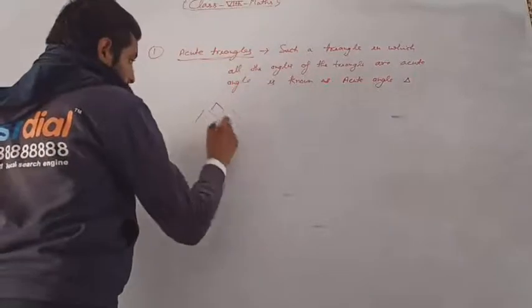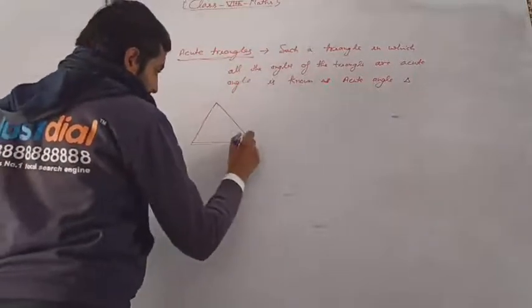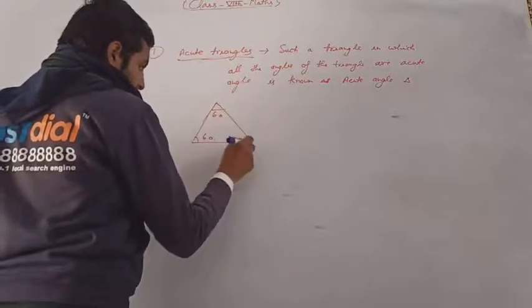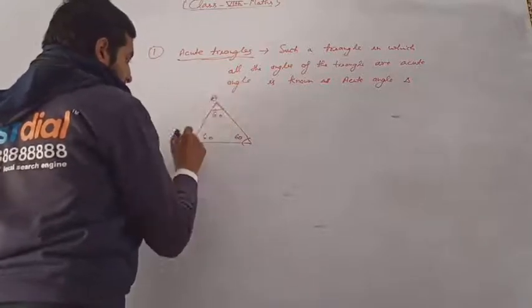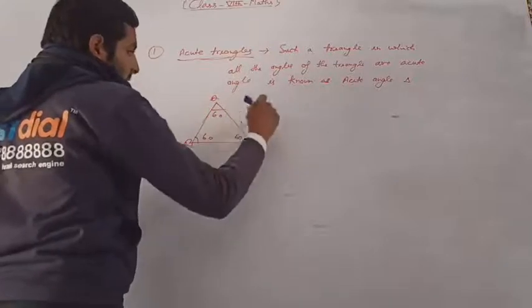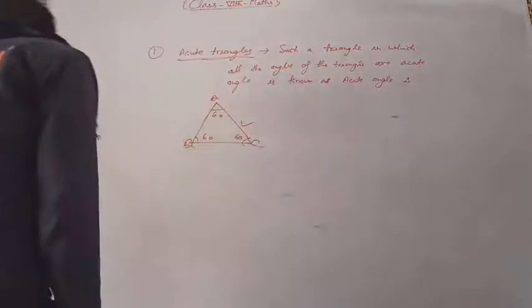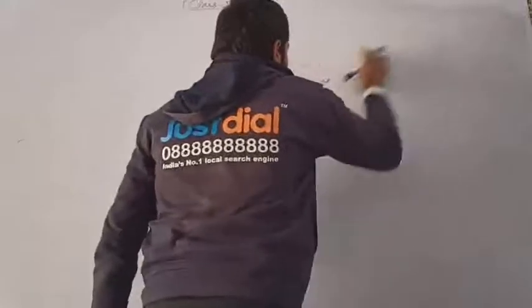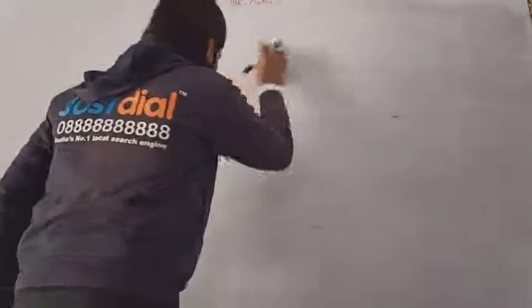As you have given, a triangle in which all the angles are 60 degrees, that is known as an acute angle triangle. Okay, again you have to know about the obtuse angle triangle. Okay, this is clear. Now again, what is an obtuse angle triangle? Second definition, obtuse angle triangle.